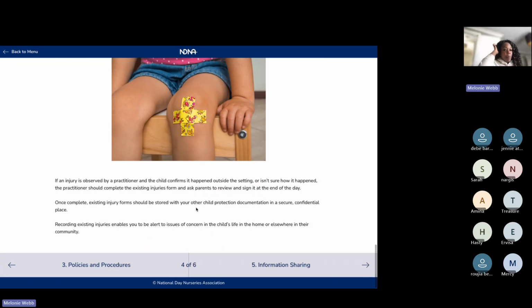If an injury is observed by a practitioner and the child confirms it happened outside the setting or isn't sure how it happened, complete an existing injuries form. I know it's frustrating, I know it's annoying, but please make sure that you do, to safeguard yourselves and those children. Ask parents to review and sign when you collect. If they haven't acknowledged it, take the tablet to the door and ask them to do so. Recording existing injuries enables you to alert to any issues of concern in the child's life.